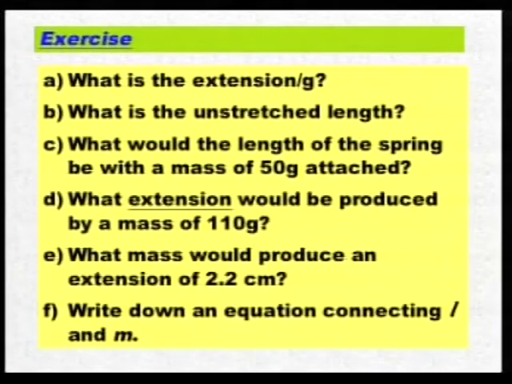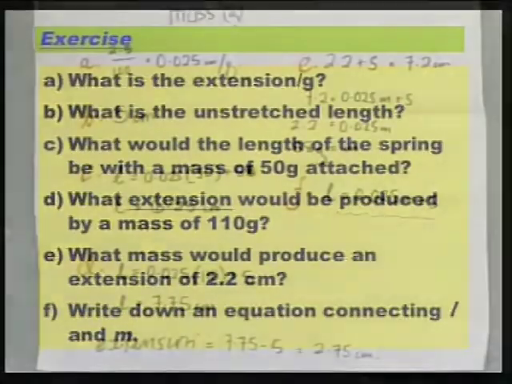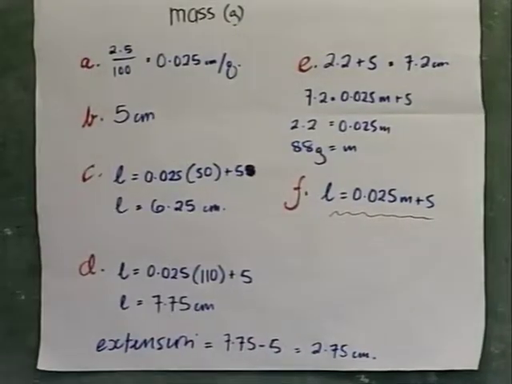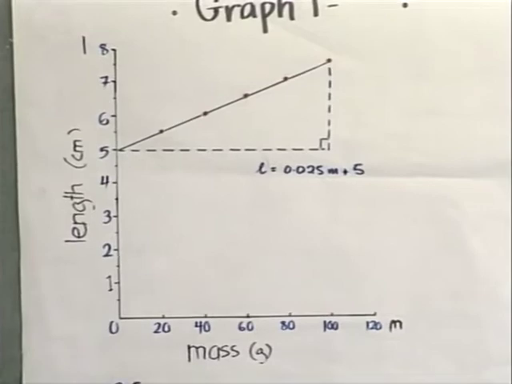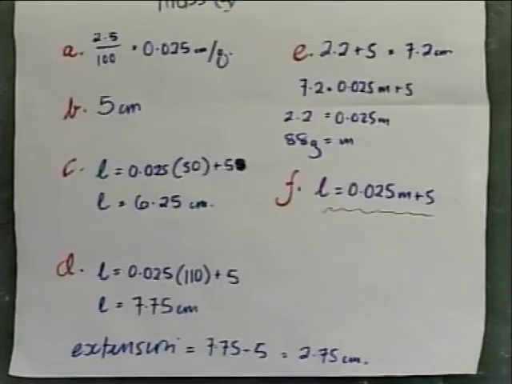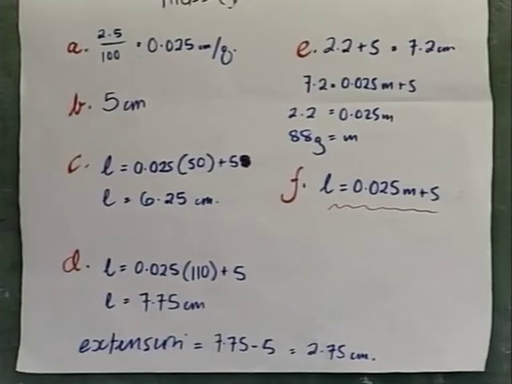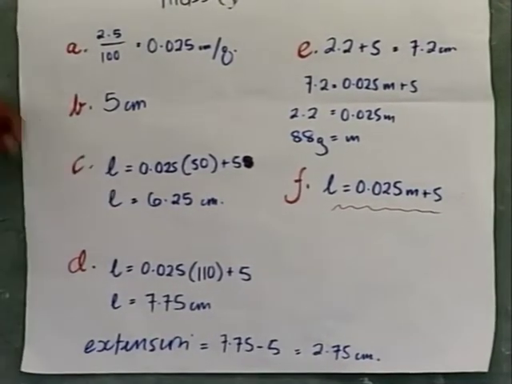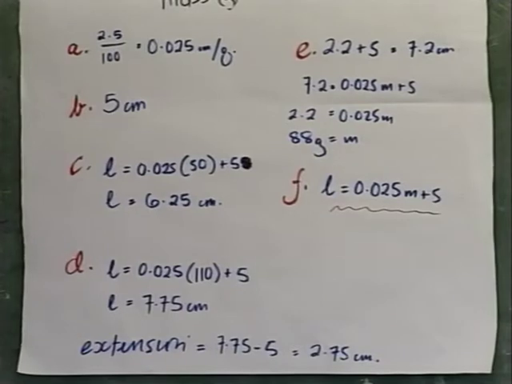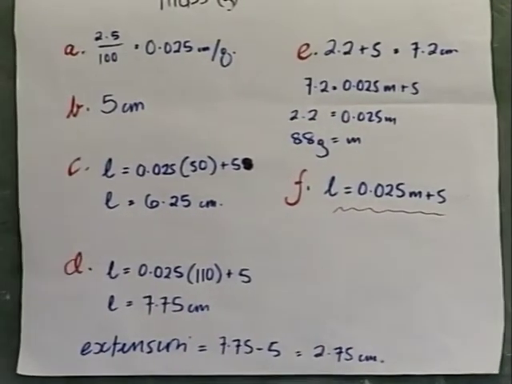Let us see. Question is, what would the length of the spring be with a mass of 50? Mass of 50 grams. Okay. So we come up with the equation length equals 0.025 times mass plus 5. The length is unknown, not given. Length equals 0.025 times 50 plus 5 equals 6.25 centimeters.